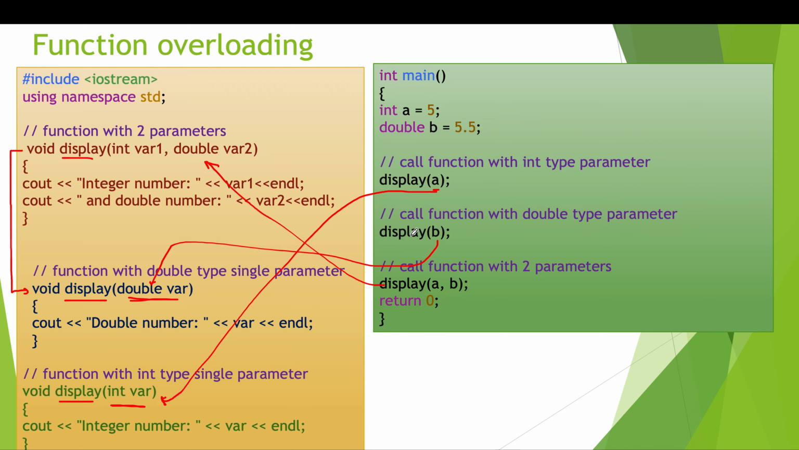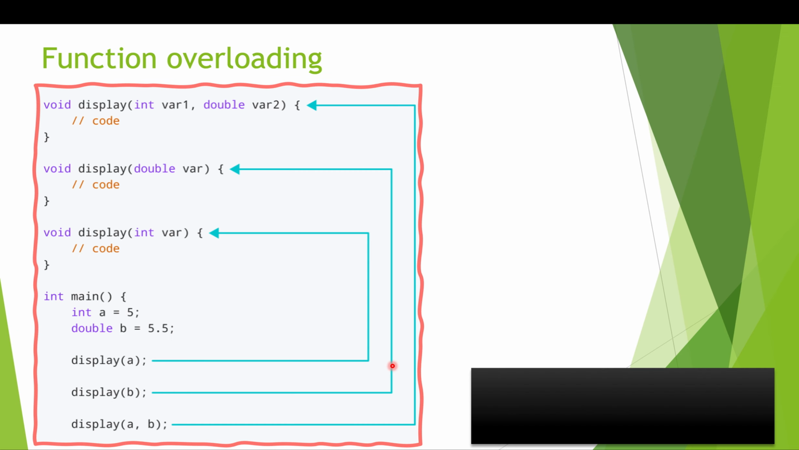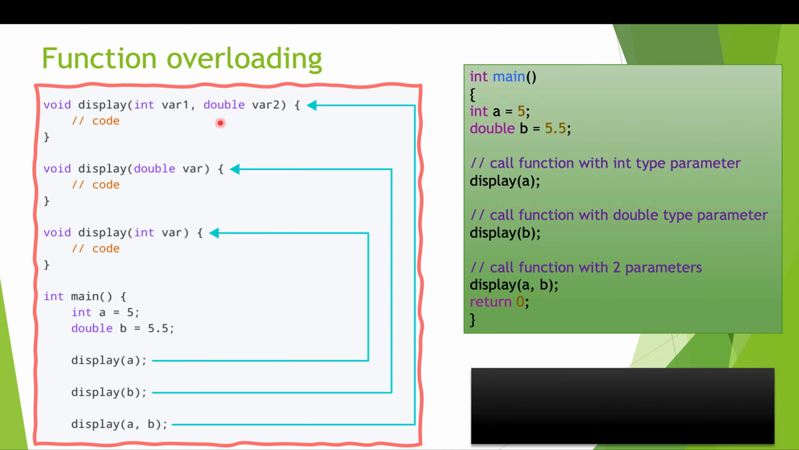So we are calling the same function three times, but depending upon the input that we provide, it will be decided which function definition will be executed. This concept is called function overloading. The same thing is shown here in a more pictorial way. When display a is called, the last function with the integer variable will be called. Display b will call the function with the double variable, and display a comma b will call the function which expects one integer and one double variable.